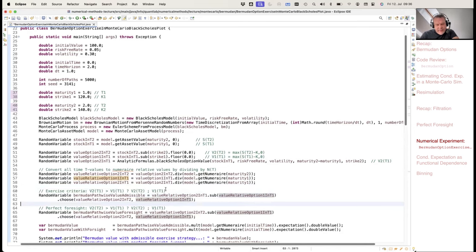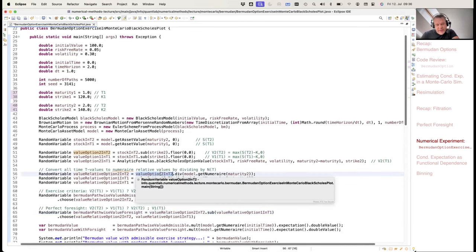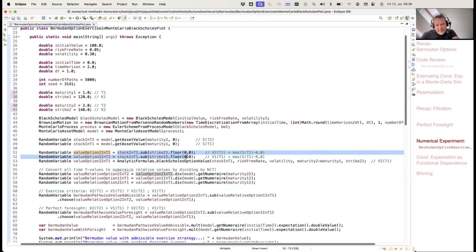Now I have the same with perfect foresight. And you see it's just a tiny little difference. Instead of using the value of the second option observed in T1, so my conditional expectation, I use the value of the second option observed at its future payment time. So the choice is now based on value relative option 2 observed in T2, which is this quantity divided by the numerator, which is the true value that I receive. So this is the Bermudan value pathwise, where the exercise criteria used perfect foresight.